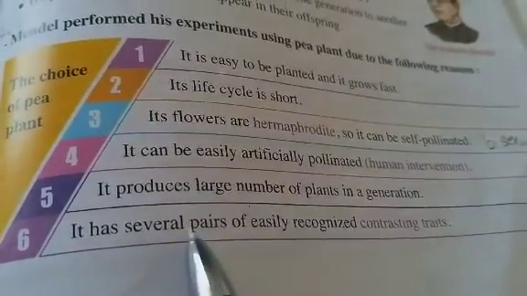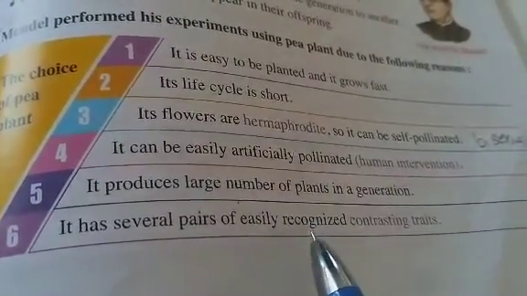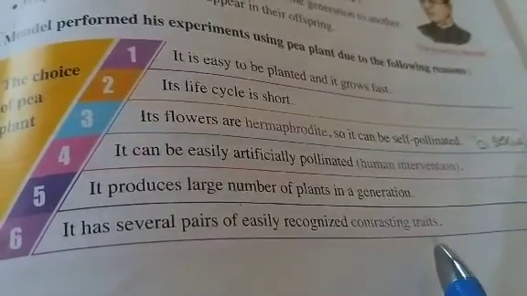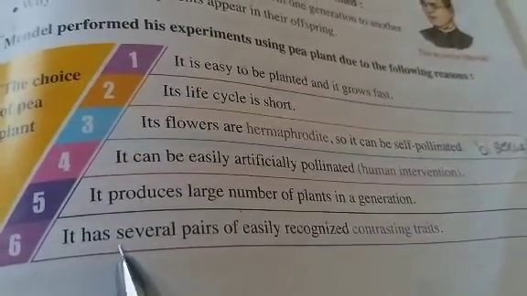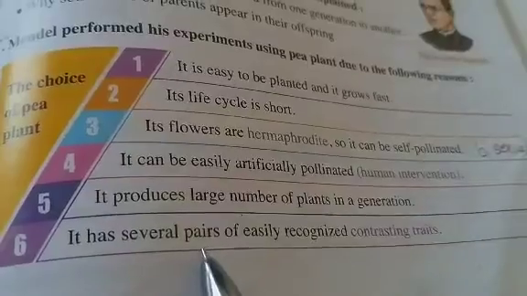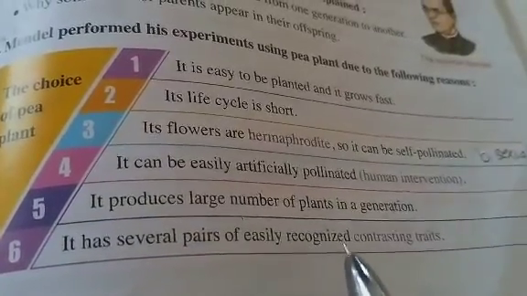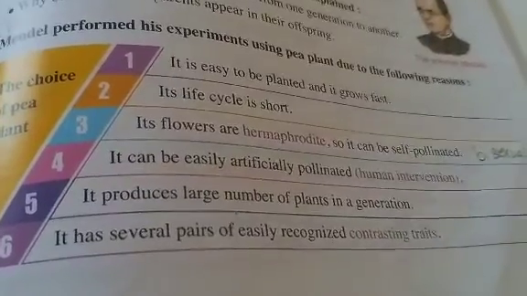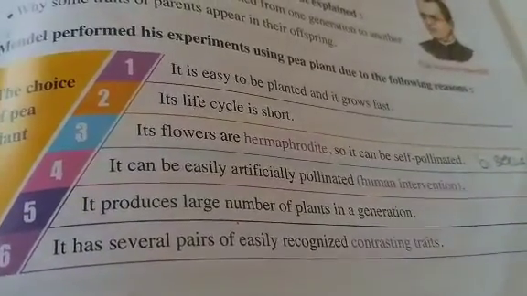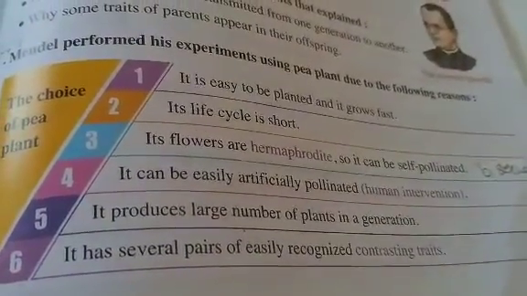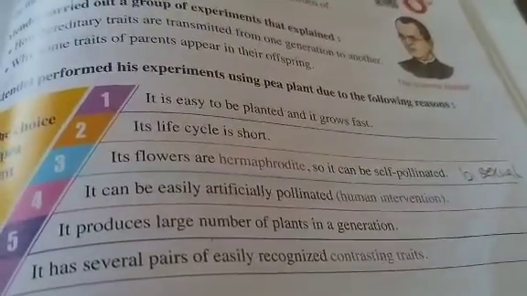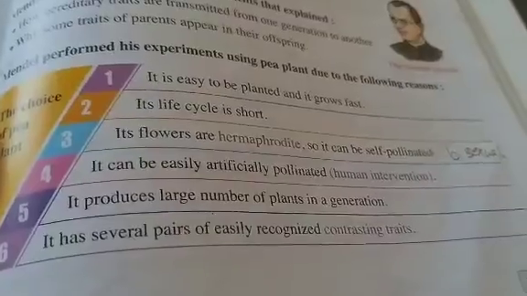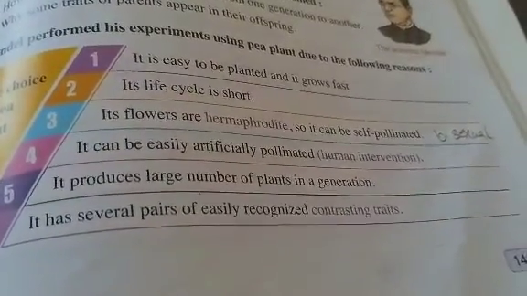Number 6, it has several pairs of easily recognized contrasting traits. This plant has several pairs of easily recognized contrasting traits. Contrasting traits means what, girls? It means opposite traits or opposite characteristics. Like what, for example? Some of these plants are long-stemmed.